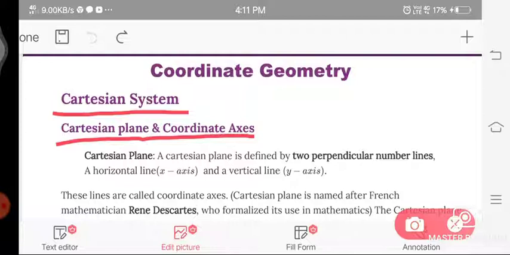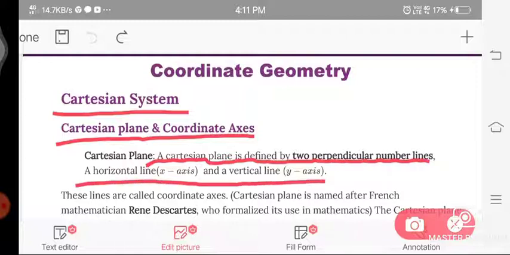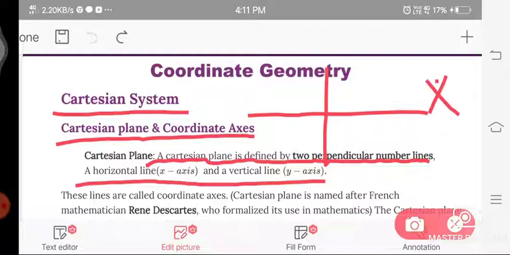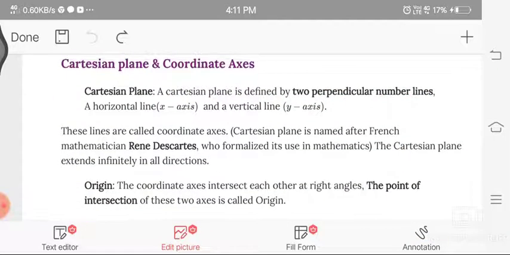What is a Cartesian plane? A Cartesian plane is defined by two perpendicular number lines, a horizontal x-axis and a vertical y-axis. So basically, this is a vertical line and a horizontal line. The horizontal line is called the x-axis and the vertical line is called the y-axis. These lines are called coordinate axes.